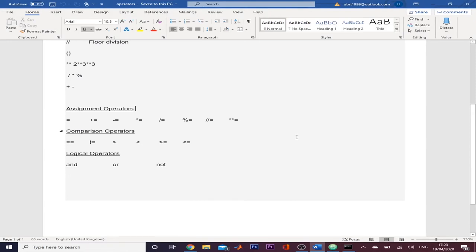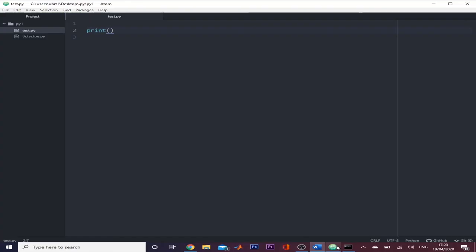Now we will talk about assignment operators. Assignment operators are used to assign values. As we have discussed before, the equal sign is used to assign any value to a variable. Similarly, there are several other assignment operators which are used to assign values, but in a little different way. So we will see here the plus equal sign.